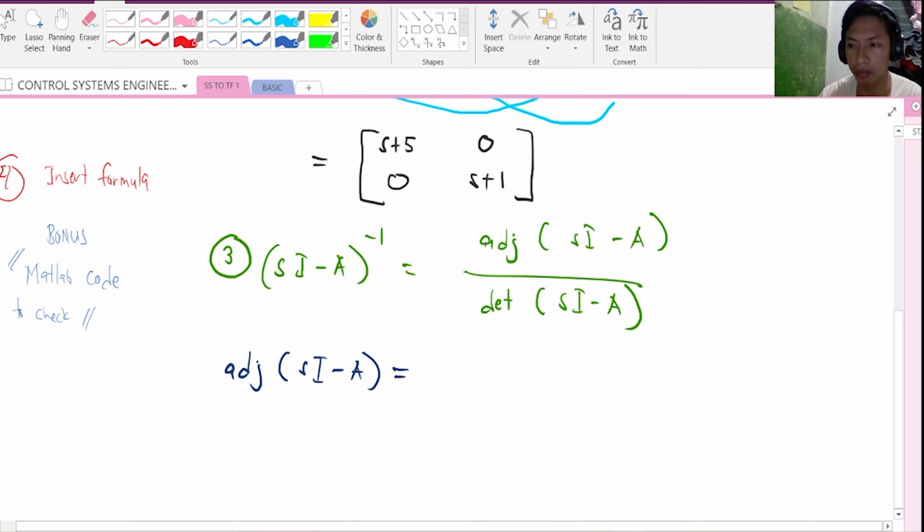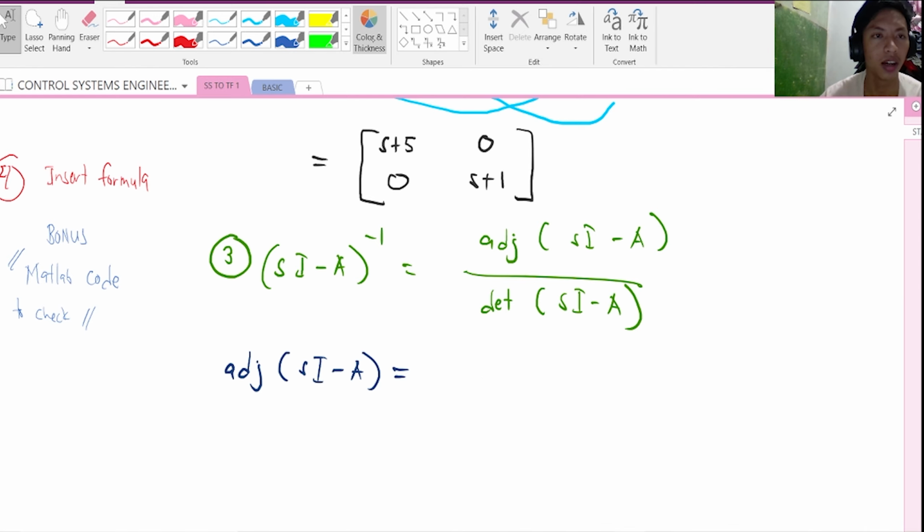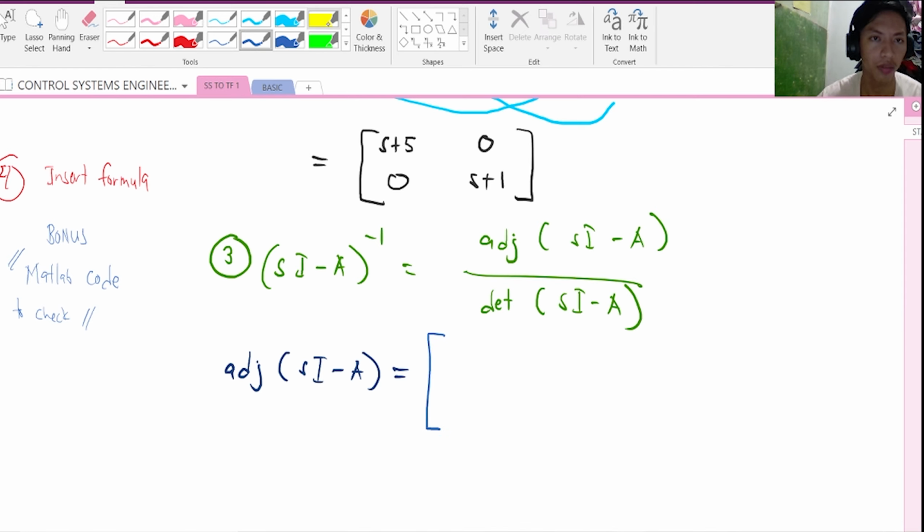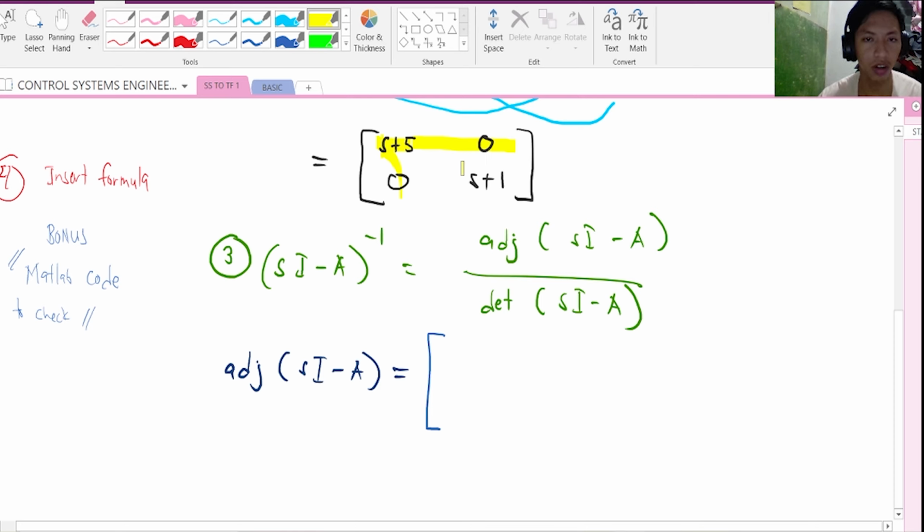So what will happen here is we're just going to find the cofactor. Okay? So now, let's find the cofactor of that. Assuming we cover this one, because we're looking for the cofactor of this one, this one would be affected, and then this one. Therefore, the cofactor would be just s plus 1.